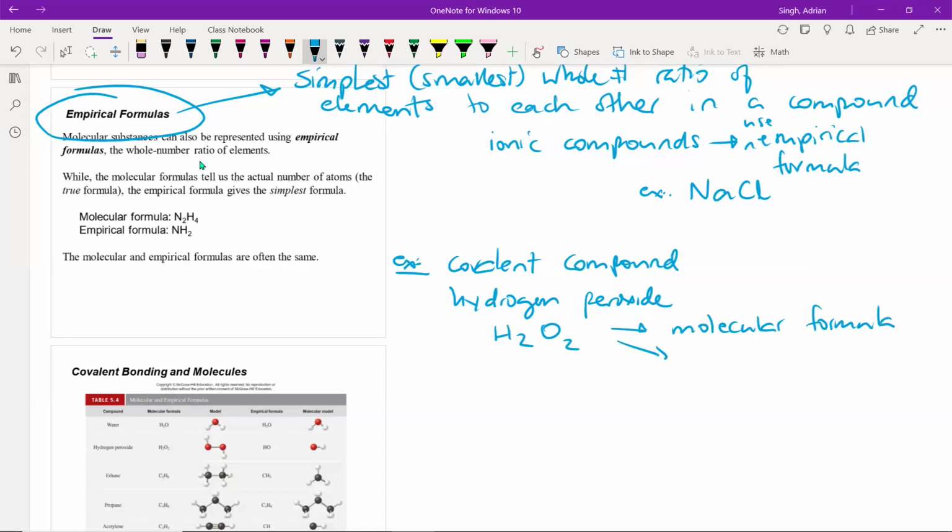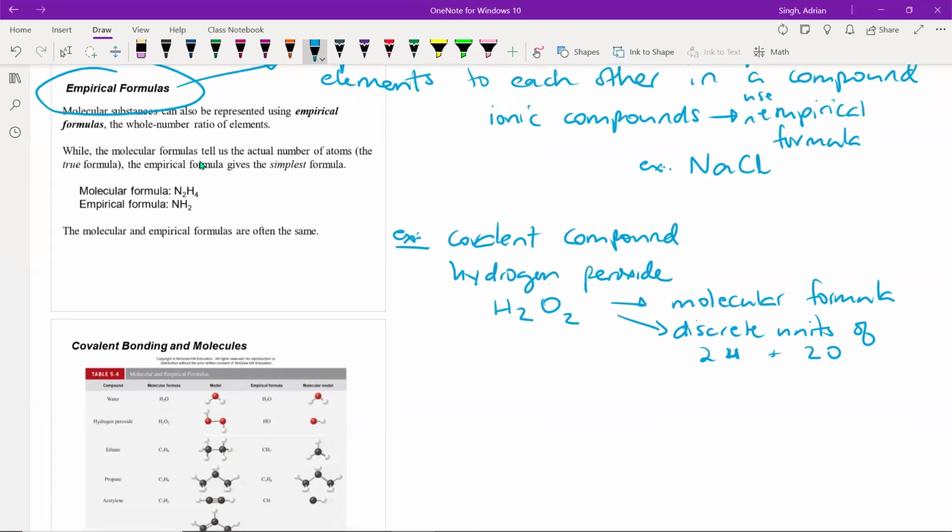This tells us that in this sample of hydrogen peroxide, we have discrete units of 2 hydrogens and 2 oxygens combined together in whatever structure that they are going to combine in. If you were to draw that out, it would look something like this. So hydrogen peroxide is made up of these discrete molecules. That is the molecular formula, H2O2. It tells us exactly how many atoms are there.